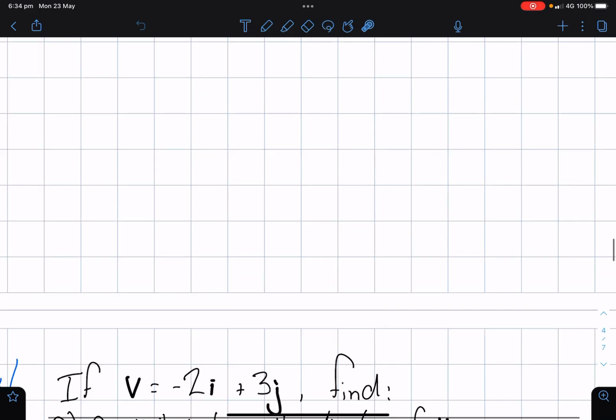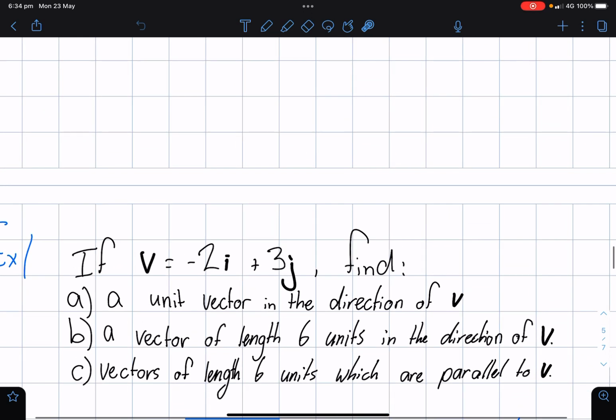So I just want to go through an example with you. If vector v is equal to minus 2i, remember our horizontal unit vector, plus 3j, which is our vertical unit vector: part A, find a unit vector in the direction of vector v. Part B, a vector of length 6 units in the direction of vector v. And C, vectors of length 6 units which are parallel to vector v.